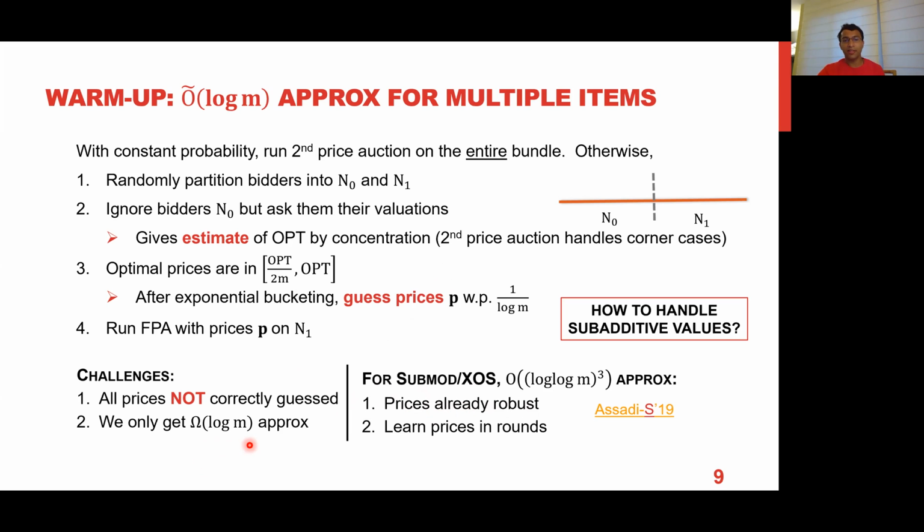Also, the way we went beyond log m approximation, even for submodular and XOS, was to not learn the prices in a single round, but to repeat this in multiple rounds, partitioning the bidders into not just two pieces but multiple rounds, and then gradually getting a better and better estimate of the prices. But at least when we started the project, it was not clear to us how to implement this step for subadditive valuations. So the main challenge is how to handle both of these challenges for subadditive valuations.